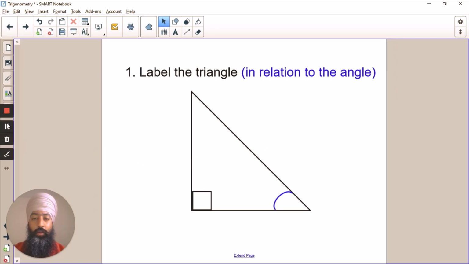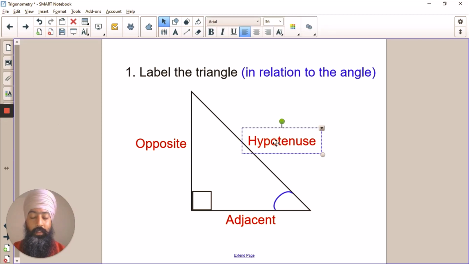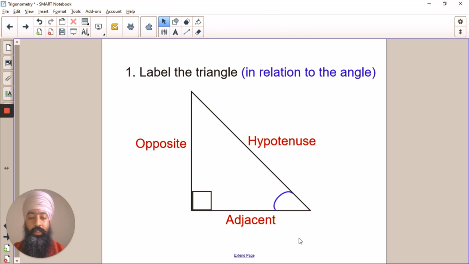Now, in this triangle, the angle in the question is at the bottom of the triangle, so the placement of the labels will change. As you can see, the hypotenuse doesn't change, it stays the same. It doesn't matter where the angle is in the question. It's just the opposite and the adjacent that change. The opposite, again, is opposite the angle, and the side which is next to the angle, we call the adjacent.